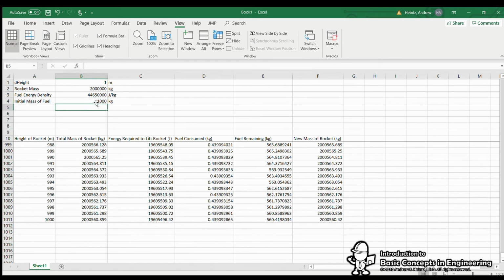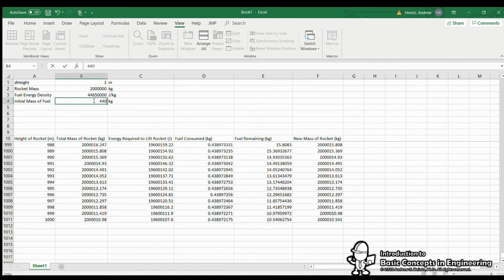So that says, okay, maybe I need somewhere around the 450, 460 range. Let's go ahead and do that. Let's put in 450 as our starting mass of fuel. There, we're getting closer, right? So now we're only 10.54 kilograms at the top, so let's go ahead and drop it to 440. And what do we find? We find we have 0.54.